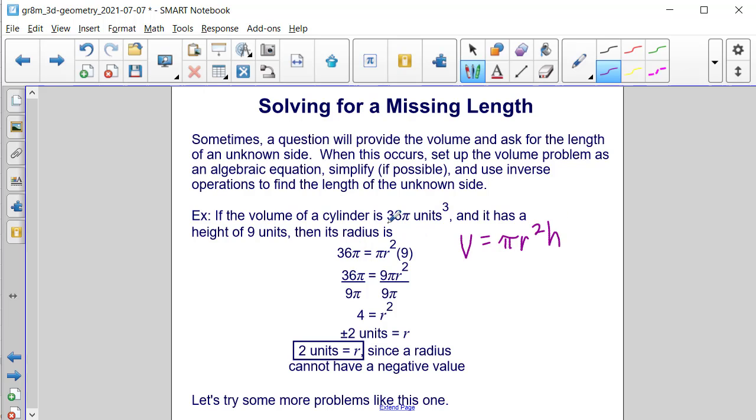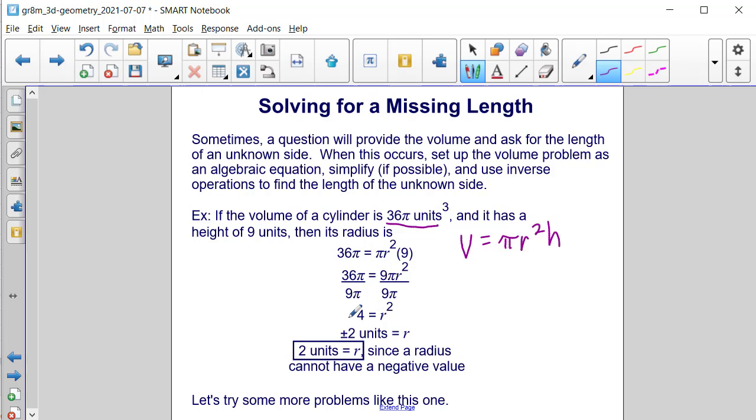So we know that the volume is 36 pi cubic units, and we have pi r squared because we don't know the radius, and we put 9 in for the height. If we simplify this or rewrite it, we would have 36 pi is equal to 9 pi times the radius squared. If we divide both sides by 9 pi, the pi's cancel out, and 36 divided by 9 is 4, and we have r squared, or the radius squared, remaining.